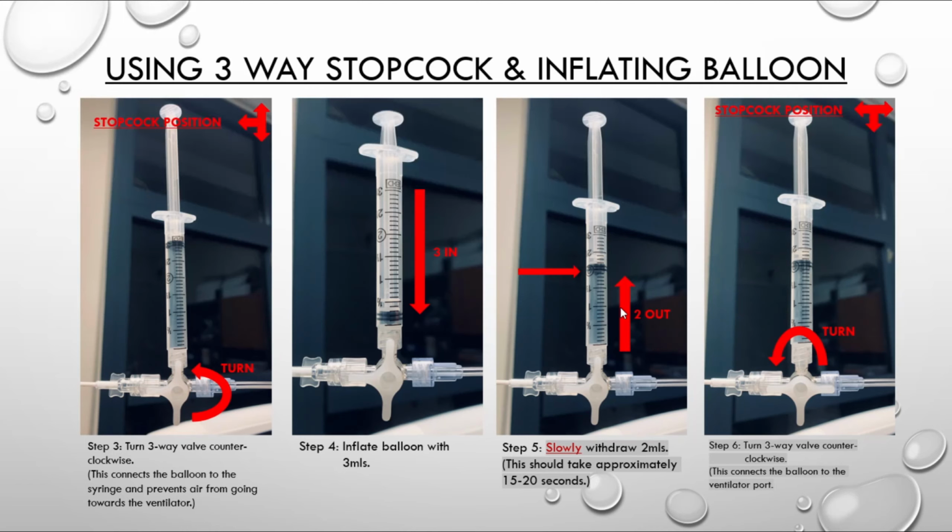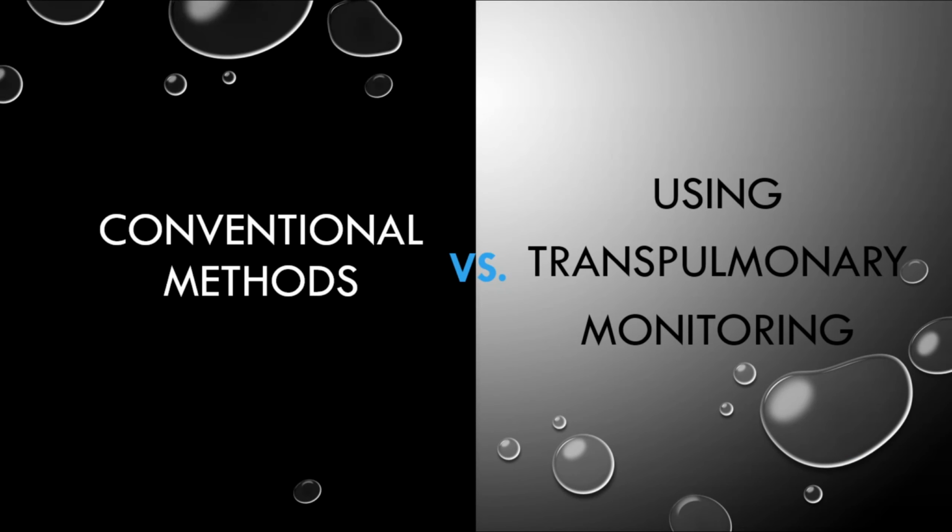You don't want to do it too fast because it can mess up the deflation of the balloon and make it uneven. So once you've withdrawn the 2, you want to turn the stopcock counterclockwise again, and then you can see that the valve is just connecting the balloon straight to the ventilator. And then you're ready to take your readings.